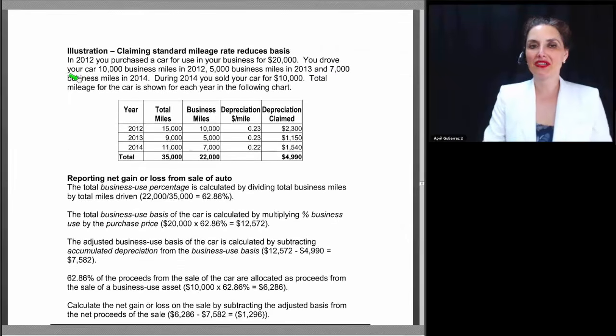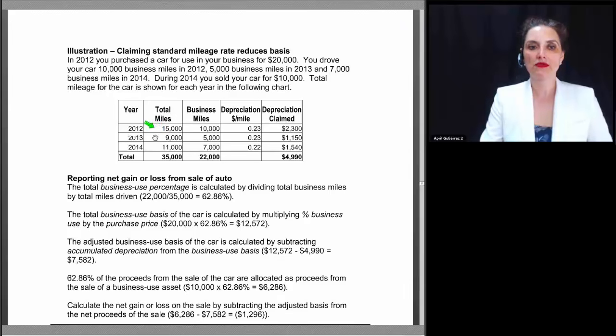And let's look at an illustration of how this would work. In 2002, you purchased a car for business use costing $20,000. You drove the car 10,000 miles for your business in 2012, 5,000 for business in 13, 7,000 business miles in 2014. Then during 2014, you sold the car for $10,000. Total mileage for the car is shown for each year in the following chart.